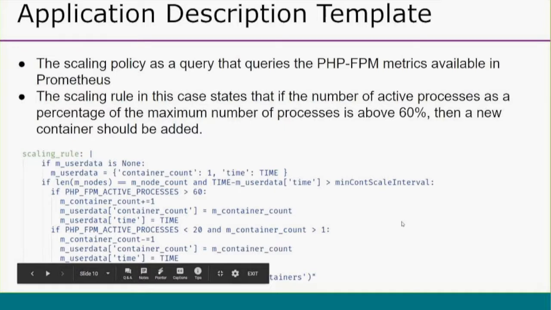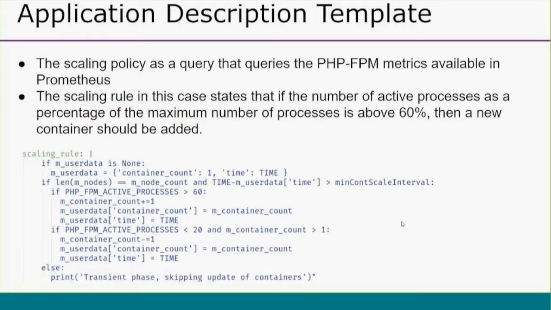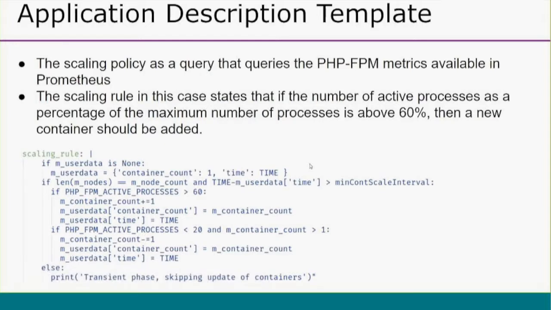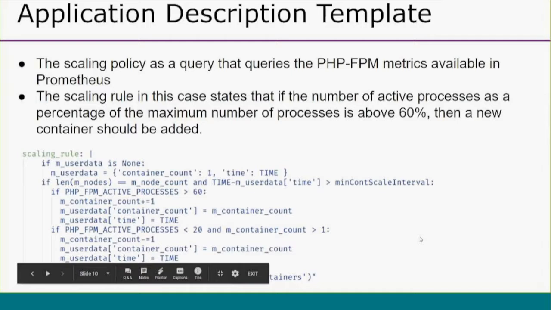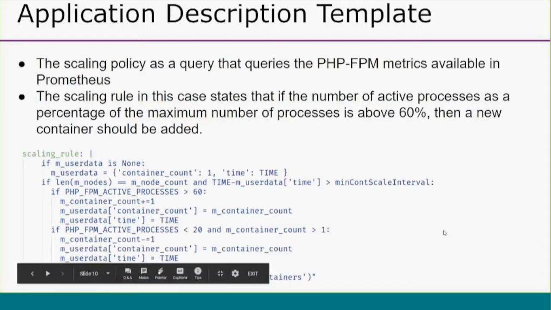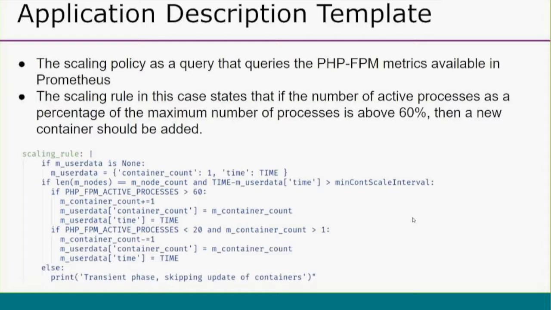So this is the scaling policy for the WordPress container that is scaling. And in it, we are looking at the number of active PHP FPM processes and comparing against the max number of active processes available in each pool. And if that rate goes over 60%, then we'll increase the number of containers, and if necessary, we'll also increase the number of nodes as part of the node scaling policy. And when that falls below a safe value, then we can also decrease the number of containers.